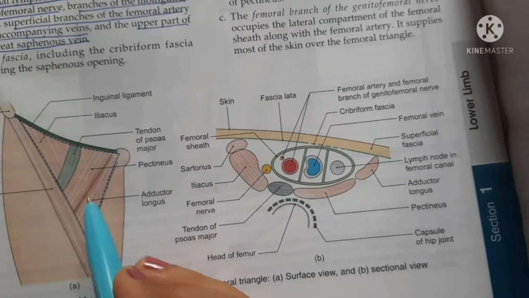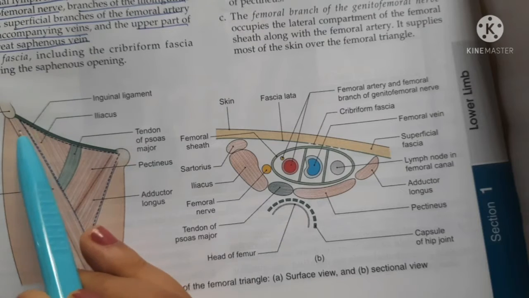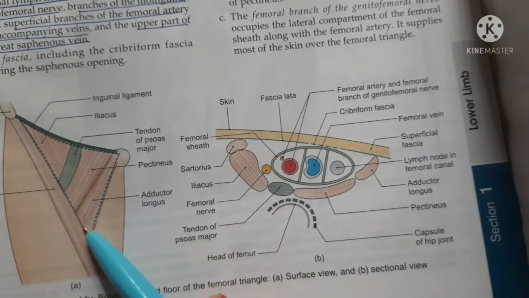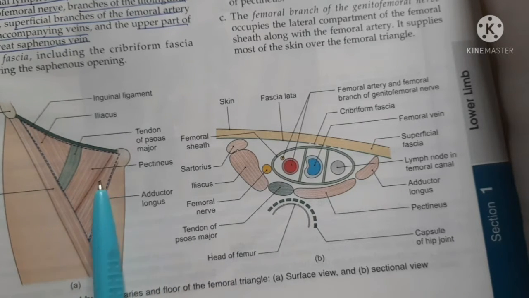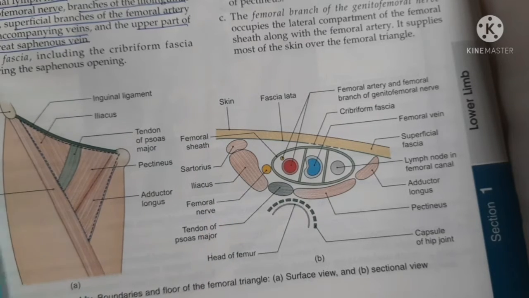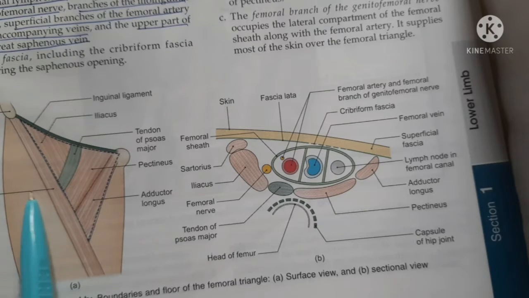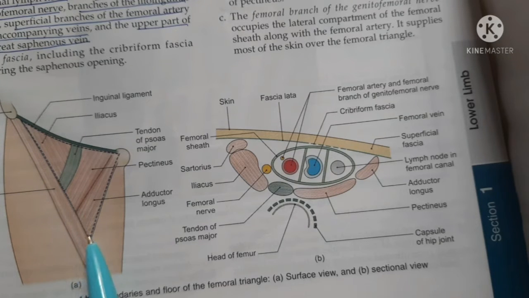The femoral triangle is laterally bounded by the medial border of sartorius muscle. This is the sartorius muscle. It is its lateral border and it is the medial border. This is the medial side of the thigh and this one is the lateral side of the thigh. And our femoral triangle is bounded laterally by the medial border of the sartorius muscle.